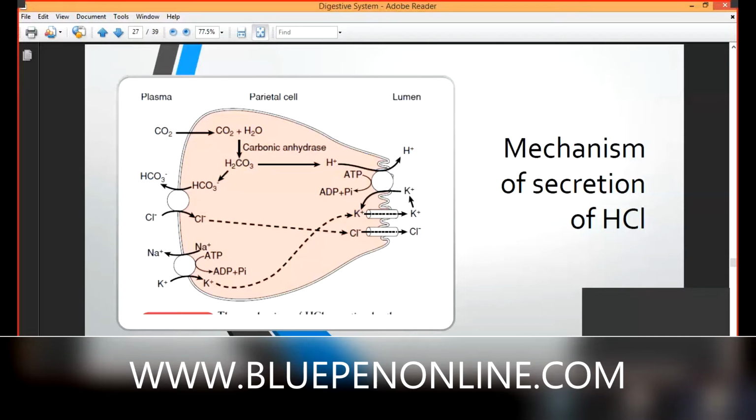When Cl minus diffuses into the lumen, then the potassium ions enter into the lumen, and also a small amount of sodium too, from the cell into the lumen.